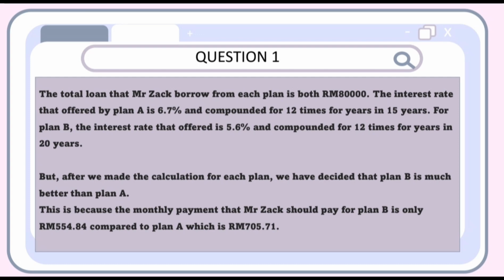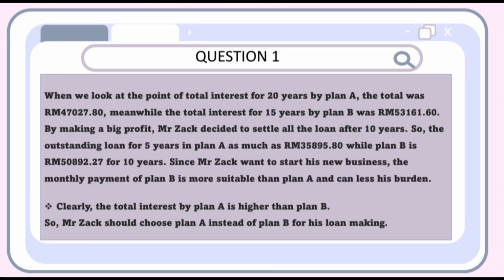But after we made the calculation for each plan, we have decided that plan B is much better than plan A. This is because the monthly payment that Mr. Z should pay for plan B is only 554 ringgit 84, compared to plan A, which is 705.71. When we look at the total interest, plan A's total was 47,027.80, while plan B's total was 53,161.60. By making a big profit, Mr. Z decided to settle all the loan after 10 years.